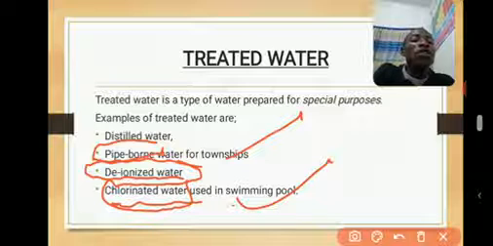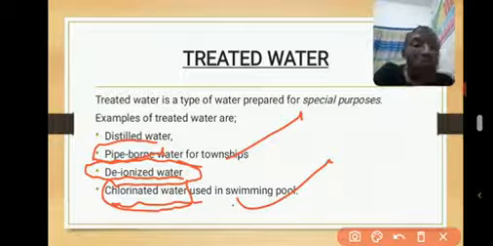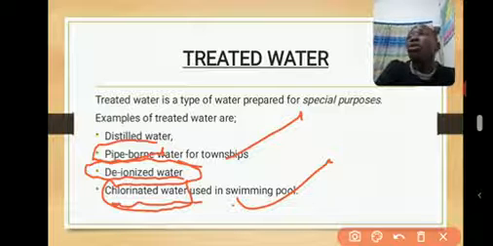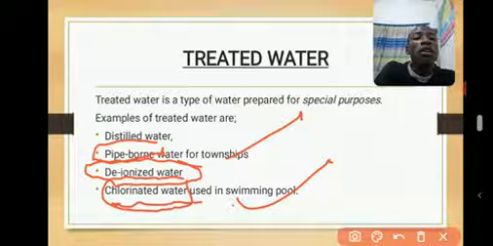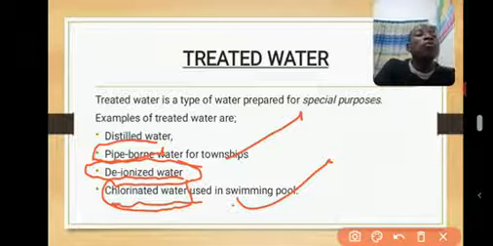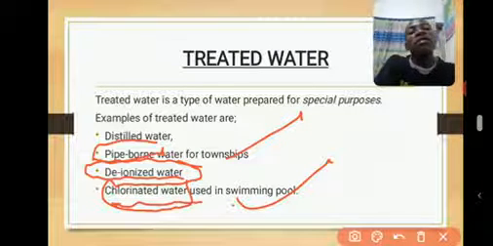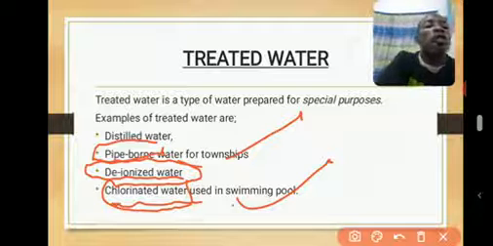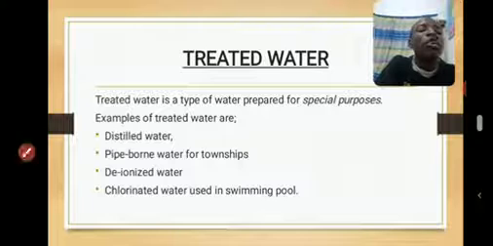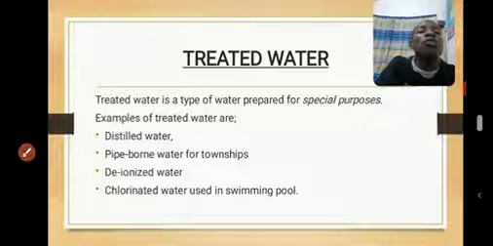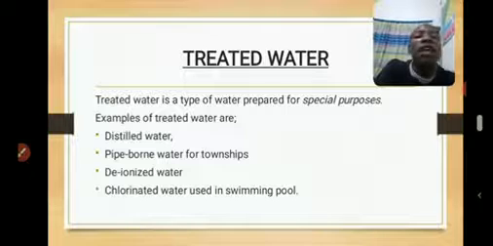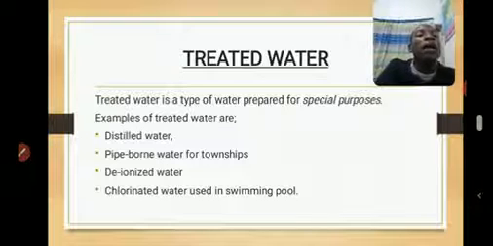Yeah, chlorinated water is water that you have added chlorine to. So when you add chlorine to the water, germs will die. Then you can continue to use it in swimming pool. But pipe-borne water, the one that is sent into your home by the government, is going to undergo more processes than just chlorination. So these are examples of treated water: distilled water, pipe-borne water, deionized water, chlorinated water.